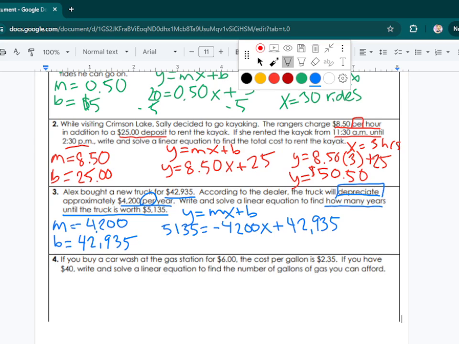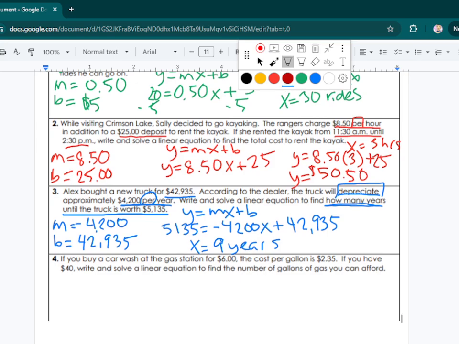So we go and we solve this. We would subtract 42,935 from both sides. We would get a negative number, and then we would divide by the negative 4,200. And eventually we will end up with x equals 9. But of course we are not done because this is a word problem. We need our units. What was it asking for? It's asking for how many years until the truck is worth this. And again, it was 4,200 per year. So x has to be years. So x is 9 years.